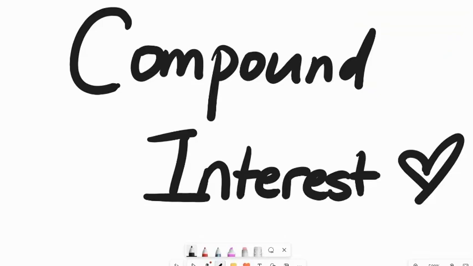Compound interest is something you learn in math class. There's a formula and all that fun stuff. But sometimes it's hard to visualize. So I thought it would be best to just show you how it worked.